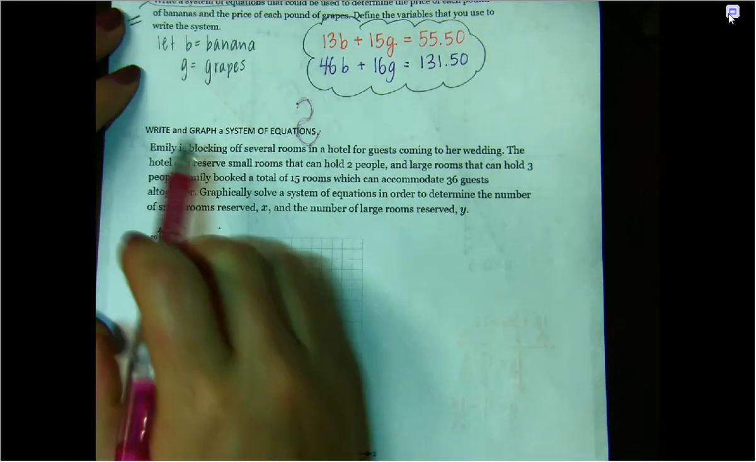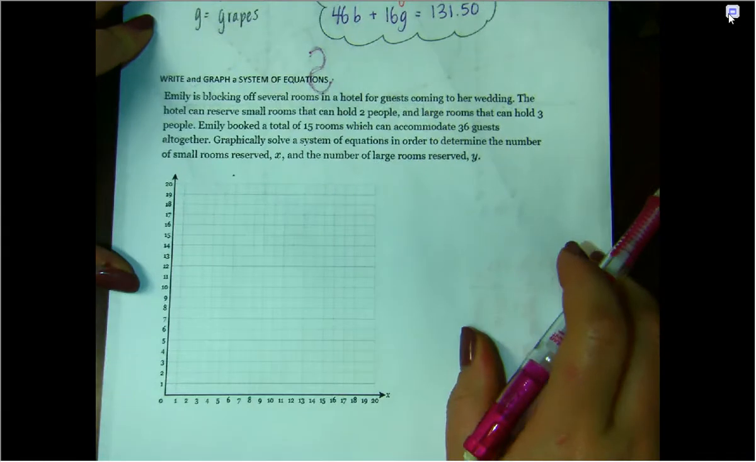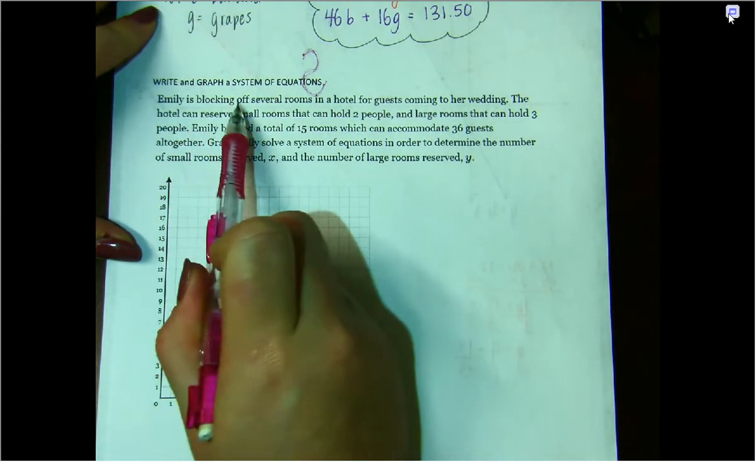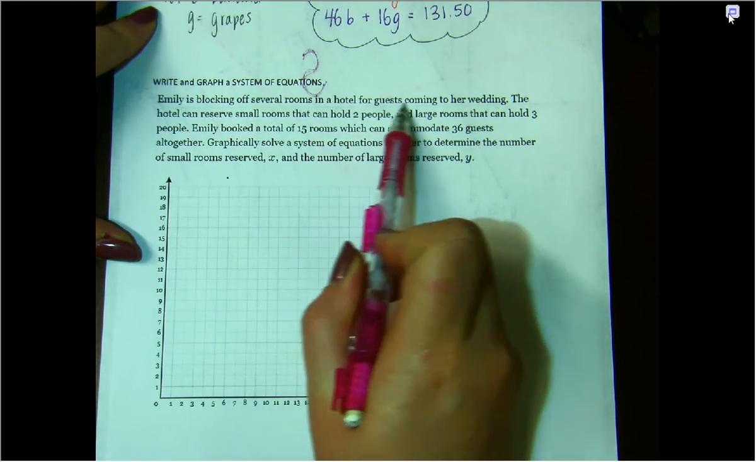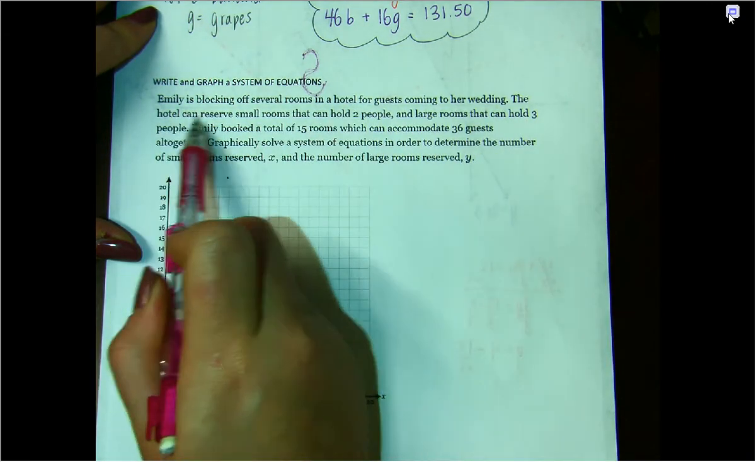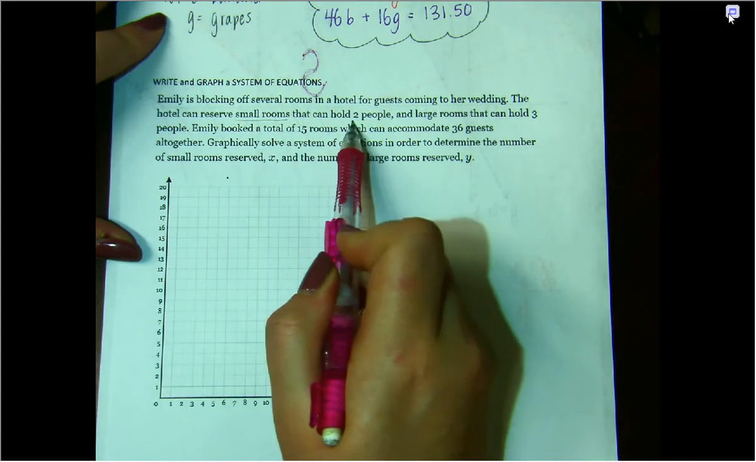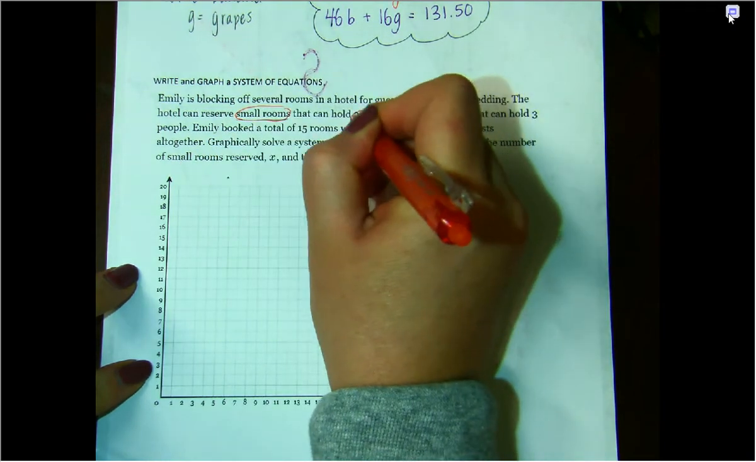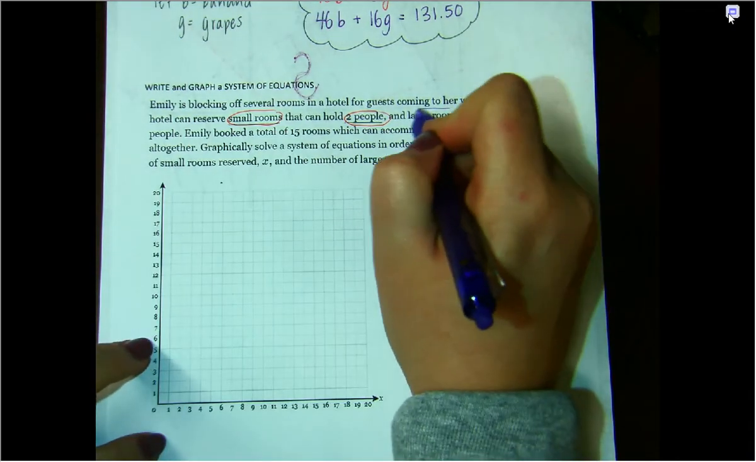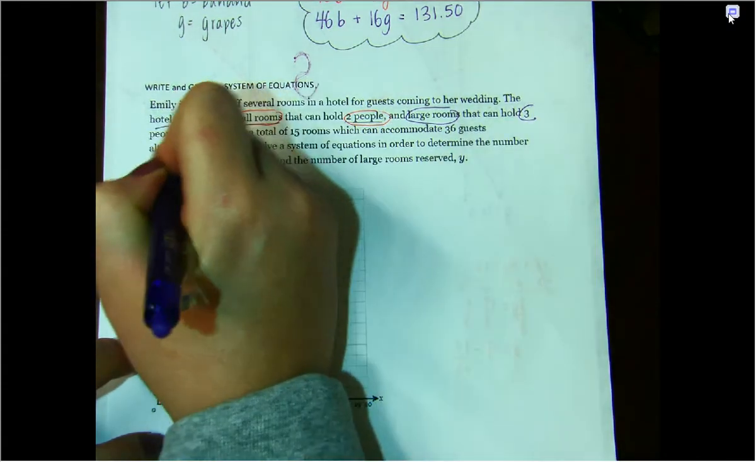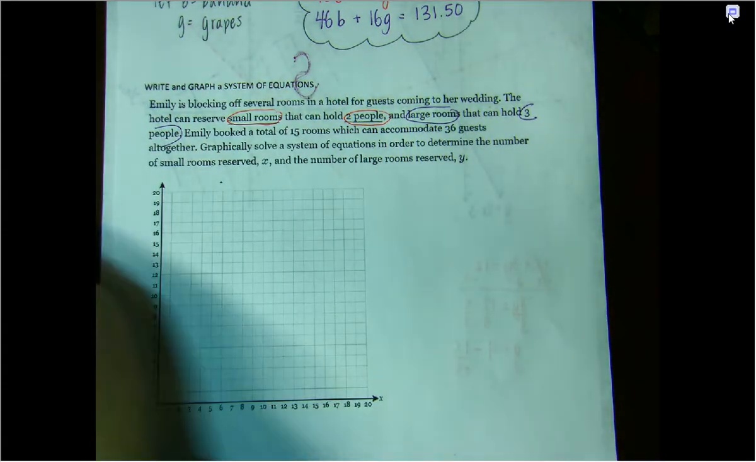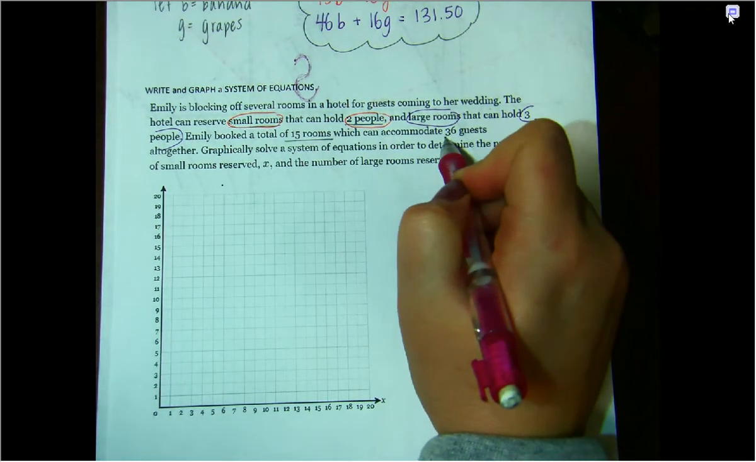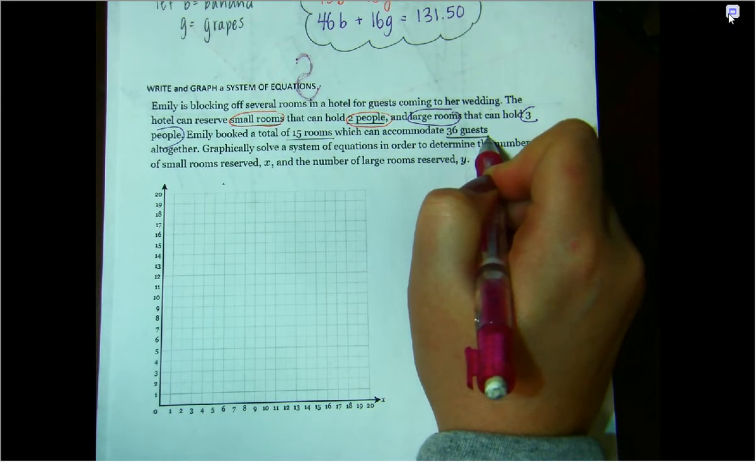Alrighty, so we're going to write and graph now. Okay, so first I have to determine what I'm going to be writing. So Emily is blocking off several rooms in a hotel for guests coming to her wedding. The hotel can reserve small rooms that can hold 2 people. Okay, so I'm going to have small rooms that can hold 2 people and large rooms that can hold 3 people. Alrighty, so Emily booked a total of 15 rooms, which can accommodate 36 guests altogether.